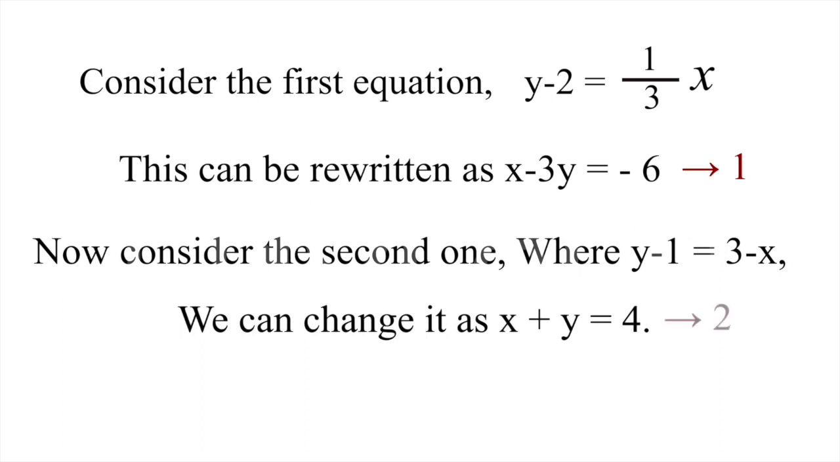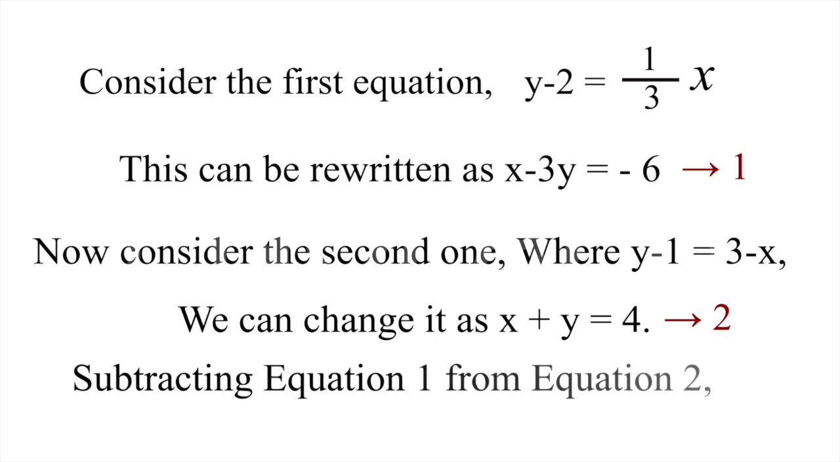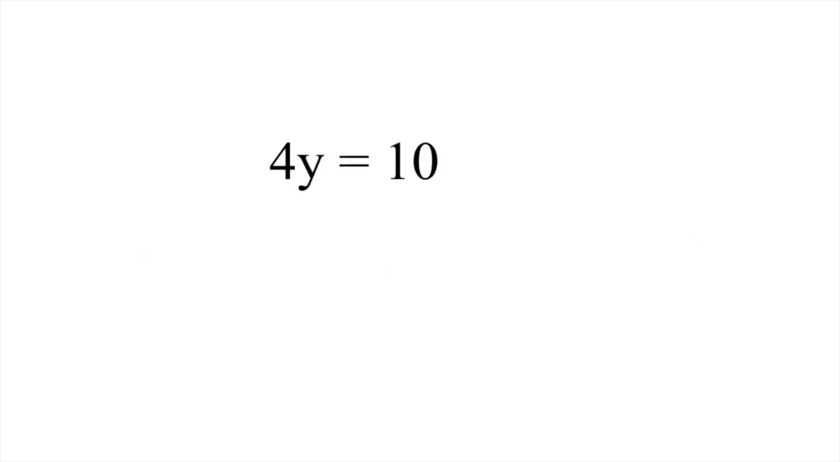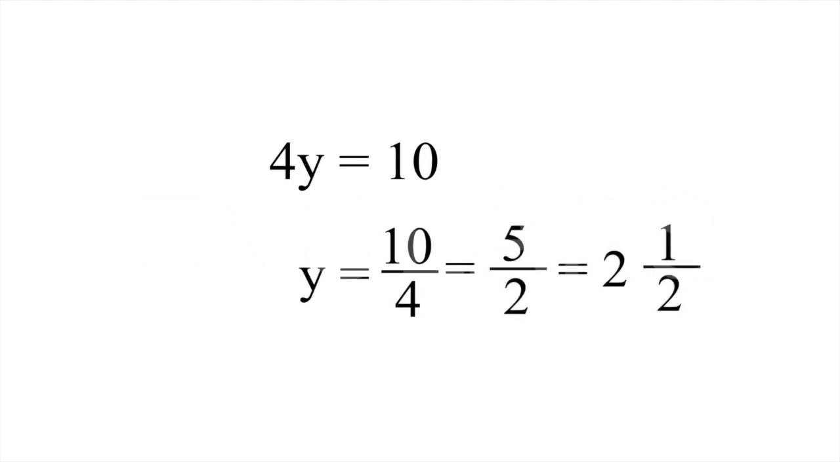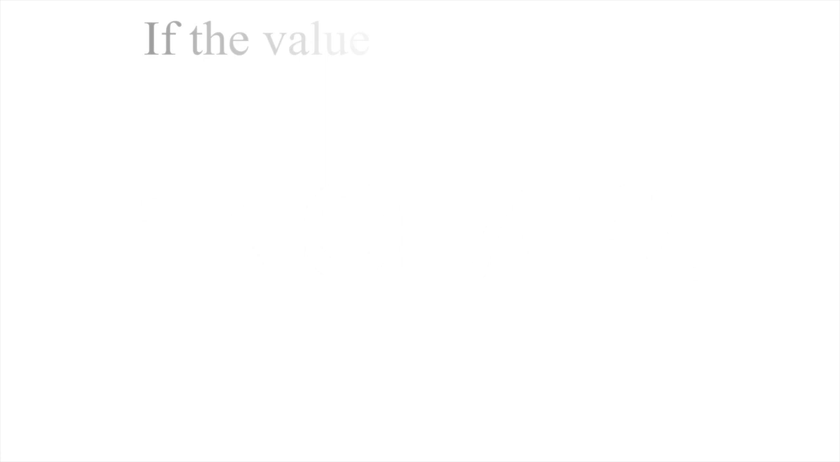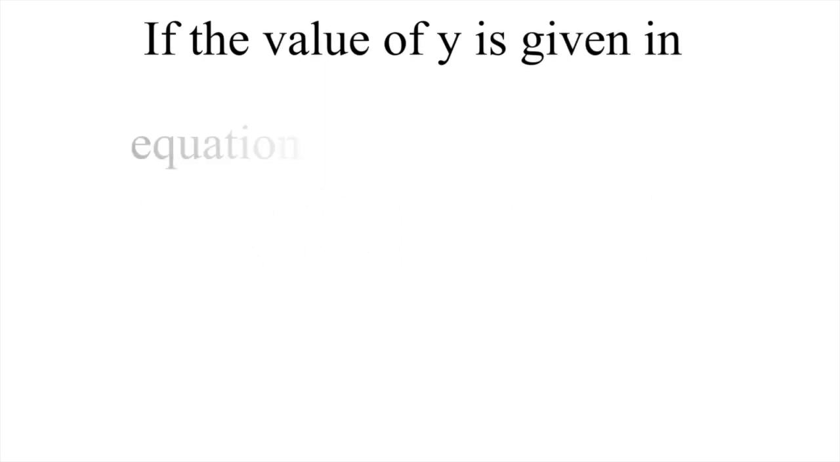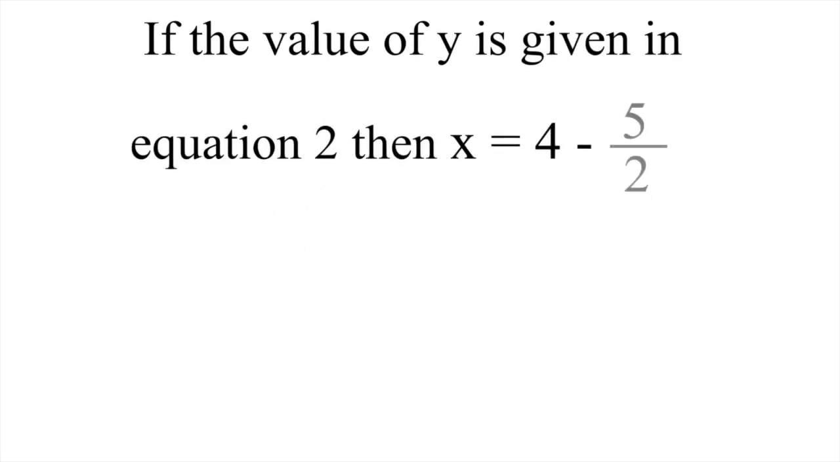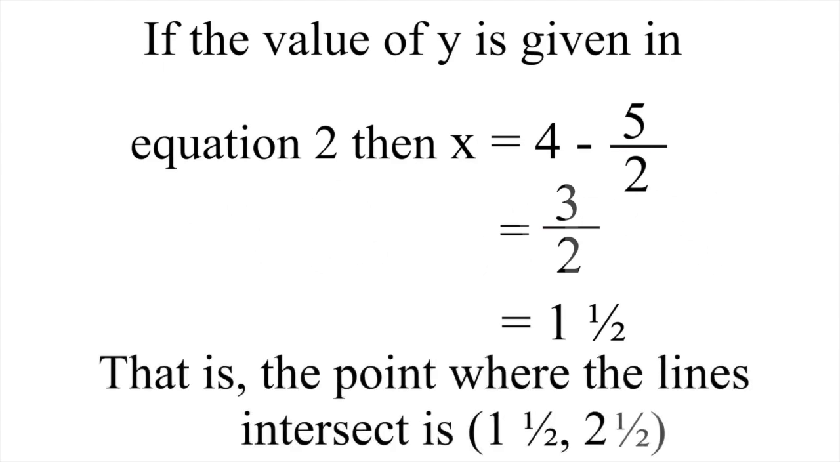This is equation 2. Subtracting equation 1 from equation 2, 4y equals 10. y equals 10 by 4 equals 5 by 2 equals 2 1 by 2. If the value of y is put in equation 2, then x equals 4 minus 5 by 2 equals 3 by 2, which is equal to 1 1 by 2. That is, the point where the lines intersect is 1 1 by 2, 2 1 by 2.